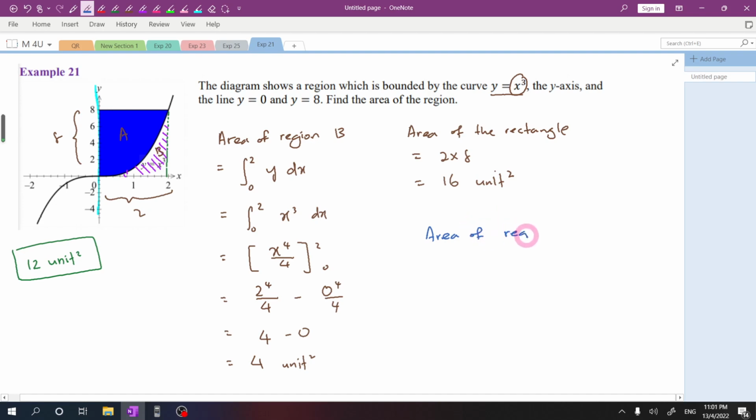Area of region A is equal to the area of this rectangle, which is 16, minus the area of this purple region, which is 4. You still get the same thing, 12 square units. Okay, both methods give you exactly the same answer.